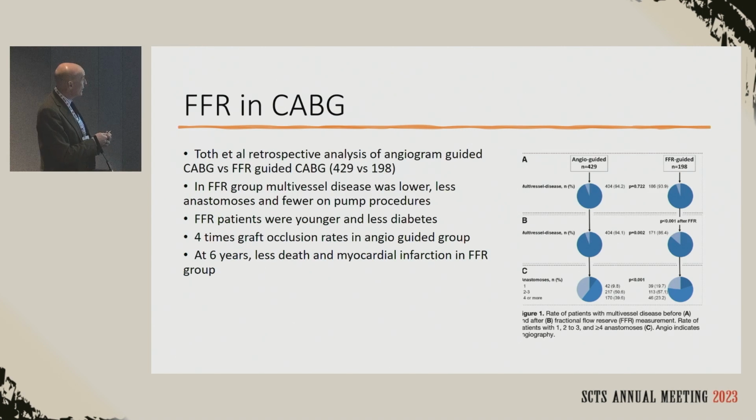And in the FFR group, as you might imagine, they found that there was less multivessel disease, there were fewer anastomoses done, and there were fewer on-pump procedures. However, this isn't randomized data, so when they looked at it, they found the FFR patients were younger and had less diabetes. However, in the angiogram-guided group, there was 4 times the graft occlusion rate. So it was suggested that there is this benefit of graft occlusion in using FFR, and at 6 years, there did appear to be a clinical benefit, and there was less death and MI in the FFR group.